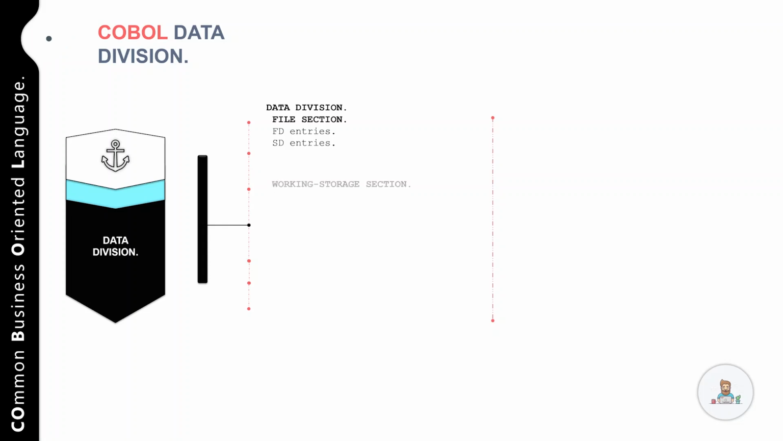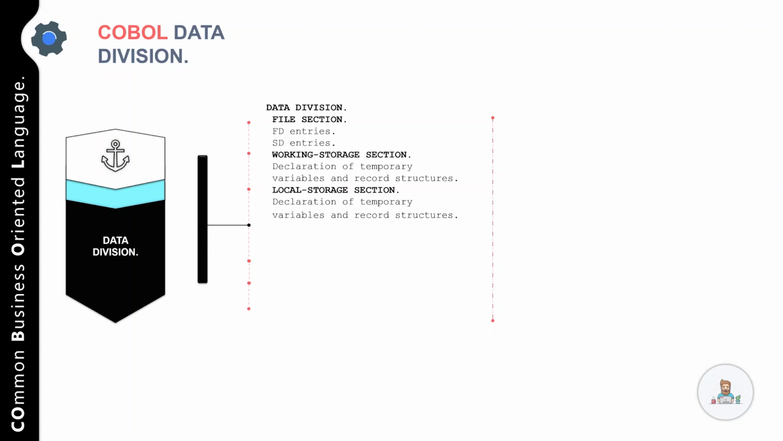The next section is working storage section, and it is used to declare all the temporary variables and record structure that is used in your COBOL program. Then you have local storage section, and it is used to define storage that is allocated and freed on a per-invocation basis. On each invocation, the data items in the local storage are reallocated, and each data item that has a value clause is initialized to the initial value which is specified in that clause.